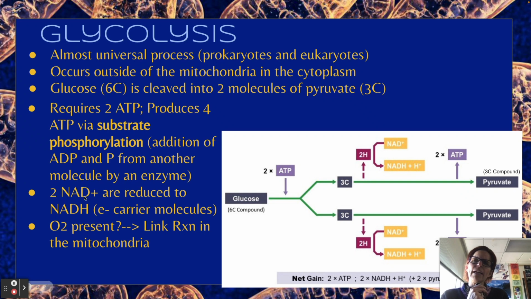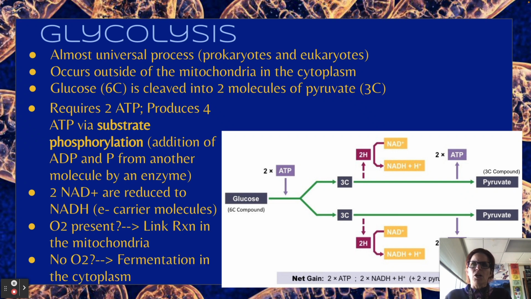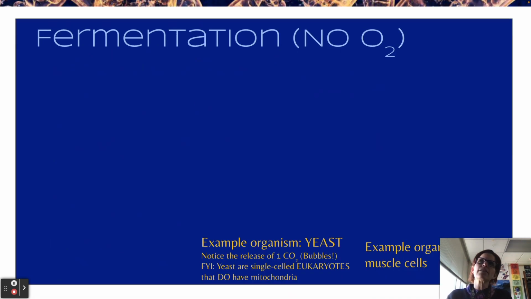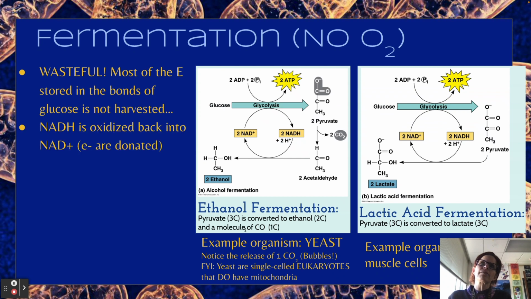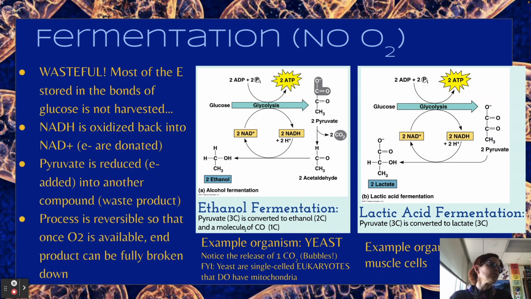It says that two NAD pluses are reduced to NADH. That means that they've grabbed some of the electrons and then some hydrogens have come with it. So we're gradually pulling the glucose molecule into tiny little pieces. We're pulling it all apart. And every time we pull it apart, we get some of that energy from it. And we're pulling it apart slowly so we get as much energy as possible. Okay, and if there's no oxygen present, then we're going to go into fermentation. And that's what this is. Fermentation is really wasteful. We don't pull all of the molecule apart.